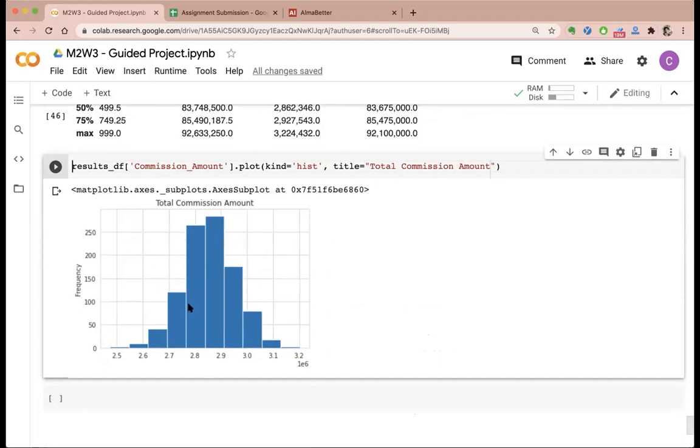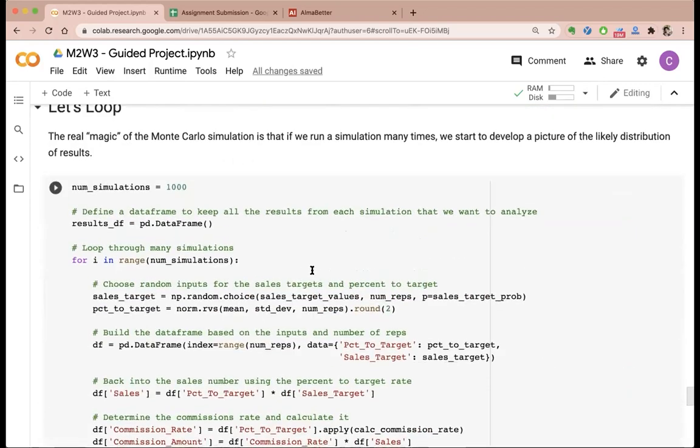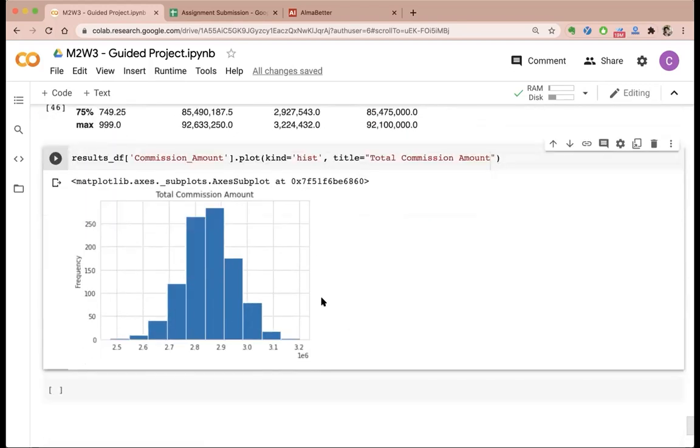So of course from this histogram we can calculate, if he wants one such number, what is your best estimate, right? So your best estimate will be nothing but the mean, 2.85 million, that's all, right? But there are various other questions regarding the forecasting that can be answered from this histogram. Okay, so this is the use of Monte Carlo simulation. That ends the guided project session.